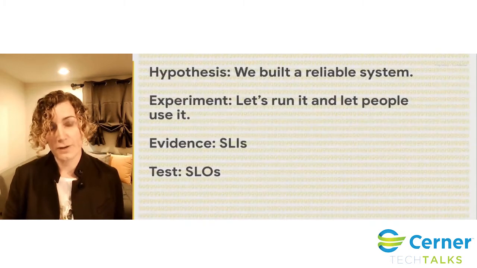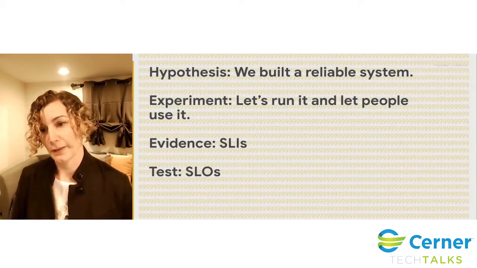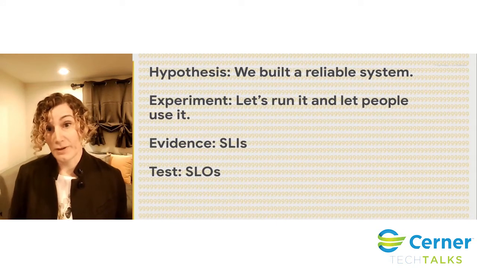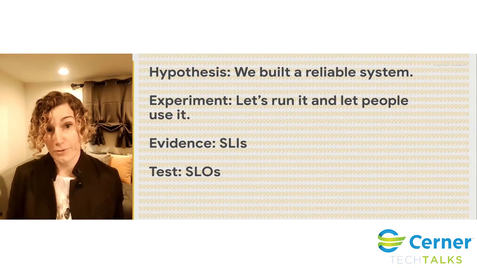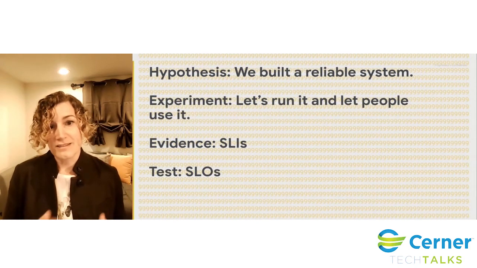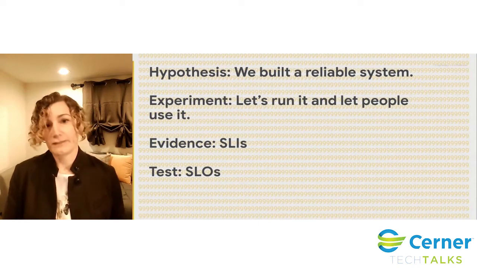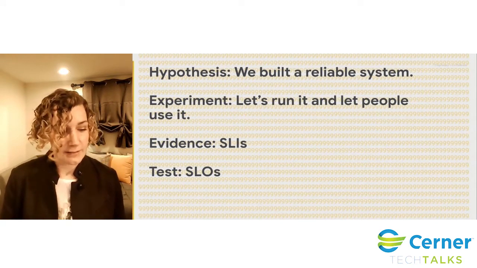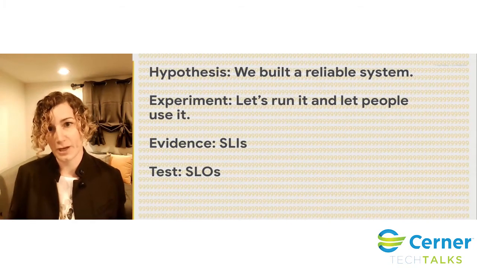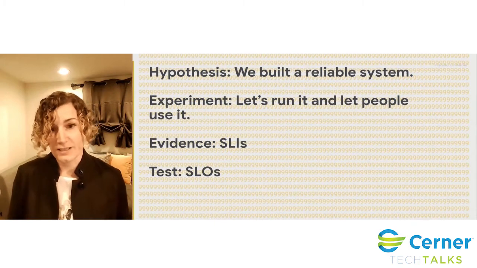And so how we answer this question sometimes looks like a scientific experiment, which is we have this hypothesis, we built a reliable system, we create an experiment that we're going to run it in production and give it real traffic from real people and run it on real machines. And then we collect these service level indicators, those measurements around latency and availability and error rates. And we test them against our service level objectives. So we say, okay, this data we've collected, does it meet our expectations?